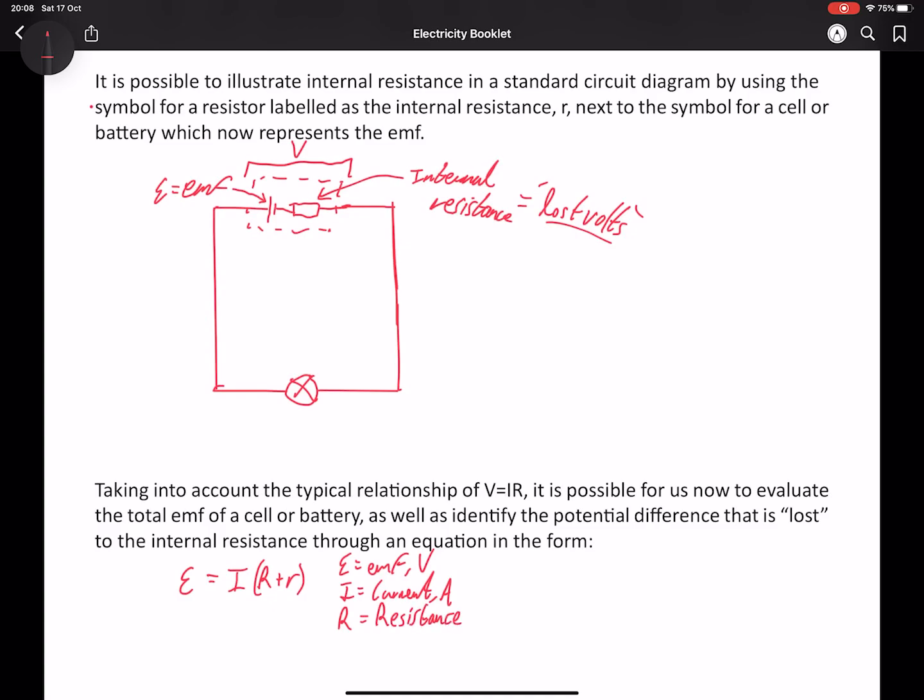Big R represents the total resistance in the circuit that is outside the cell or source itself. So that could be any combination of components. So in our circuit above, it's the resistance of that bulb. Little r is the internal resistance of the cell or battery. And as those two resistors are essentially in series, as shown above, we're simply adding them.